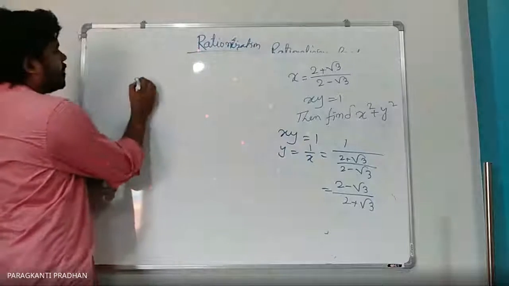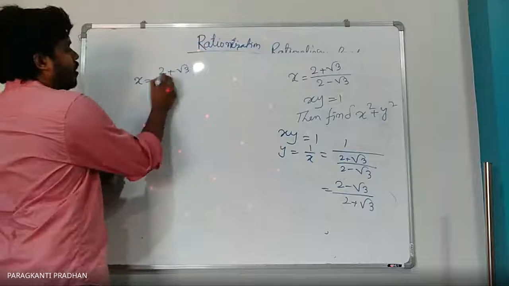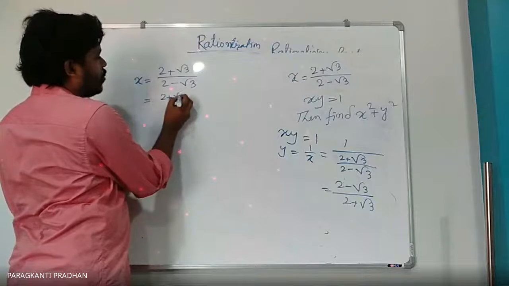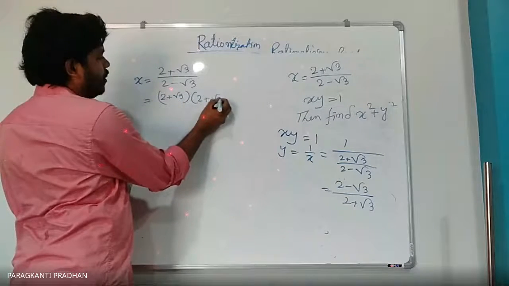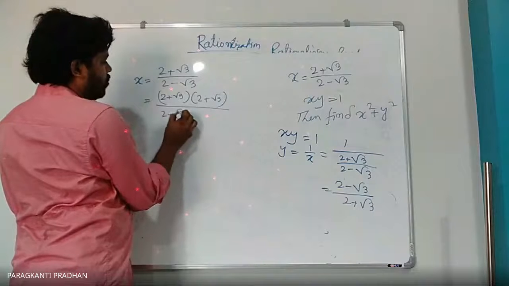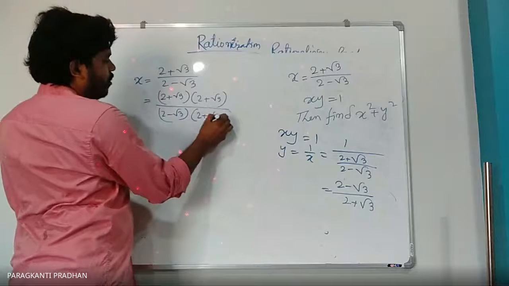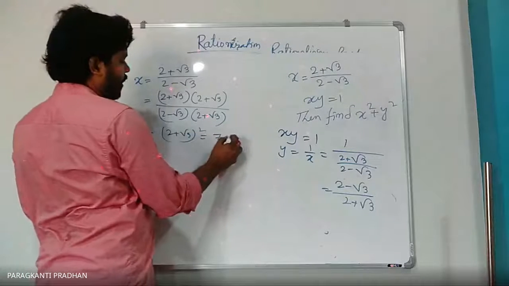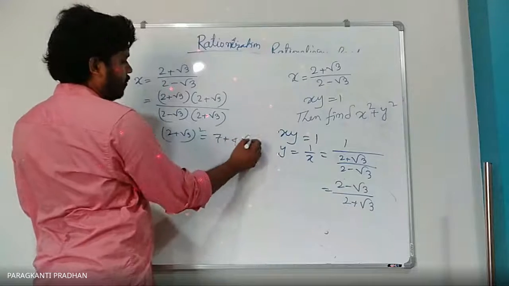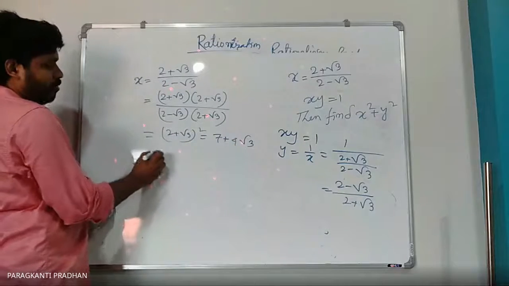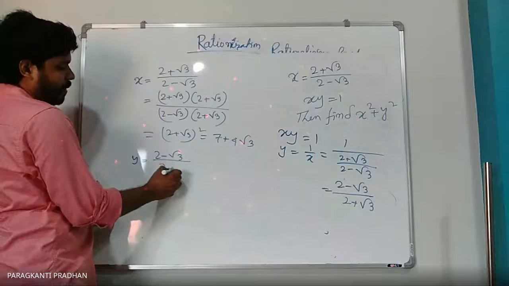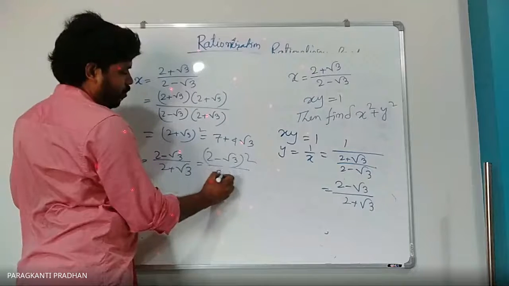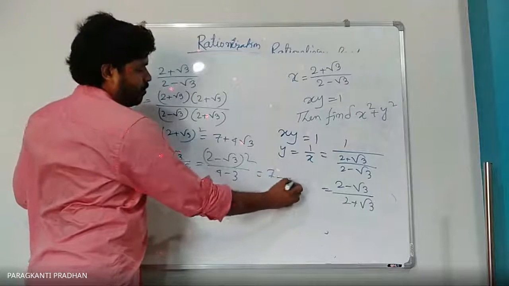Here x is equal to 2 plus root 3 by 2 minus root 3. So we can write this as 2 plus root 3 into 2 plus root 3 by 2 minus root 3 into 2 plus root 3. So this will be 2 plus root 3 whole square, that is 7 plus 4 root 3. And y is equal to 2 minus root 3 by 2 plus root 3, that is 2 minus root 3 whole square by 4 minus 3, that is 7 minus 4 root 3.